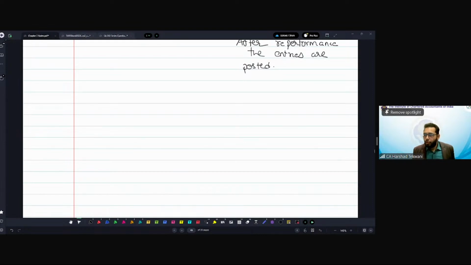Okay, so just to simplify, let's say I'm obtaining an understanding of the user entity. I'm the auditor. ABC Private Limited is the user entity for this example. Now, as an auditor, let's say for example, Mr. Harshad. Hypothetical example.